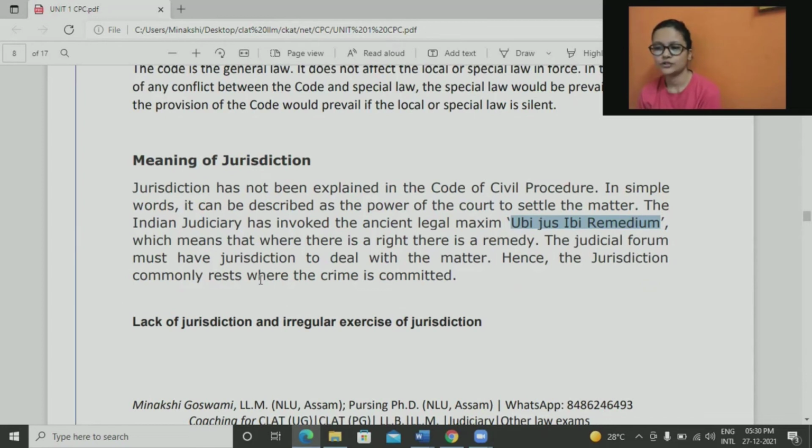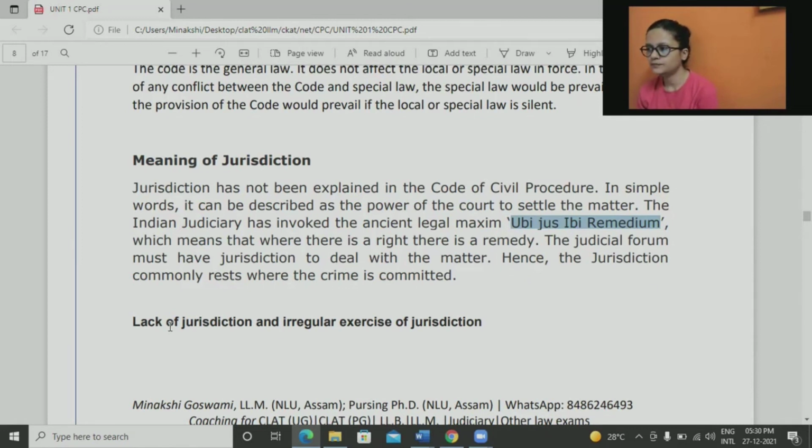So the judicial forum must have jurisdiction to deal with the matter, and hence jurisdiction commonly rests with where the crime is committed or where the wrong has taken place. Territorial jurisdiction is the most common type that we discuss, but otherwise also there are different types of jurisdictions which are there.